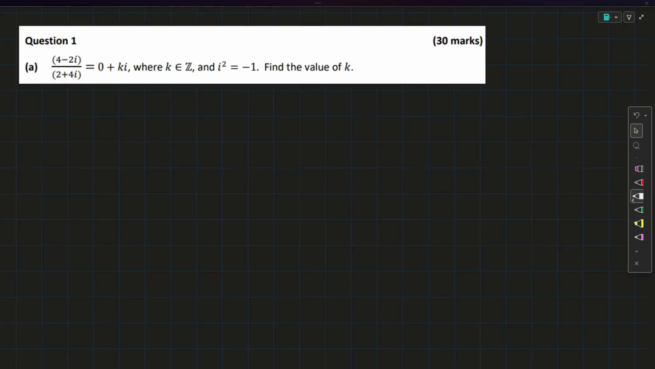This is 2021 paper 1 question 1. We have to figure out what k is. So what I do is I just multiply both sides by 2 plus 4i, or you could multiply it by the complex conjugate on the top and bottom to simplify that fraction. But since they give us an equation, we may as well use it.